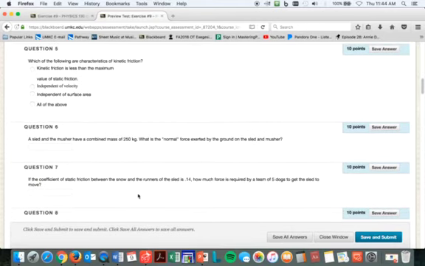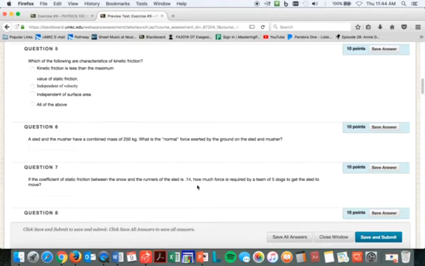If the coefficient of static friction between the snow and the runner of the sled is 0.14, how much force is required by a team of 5 dogs to get the sled to move? Okay, I'm not going to draw 5 dogs, sorry. And you don't want to sit there and watch that. But anyway, so what are we doing here? What are you talking about, Woo? As Al Swearengen would say in Deadwood.